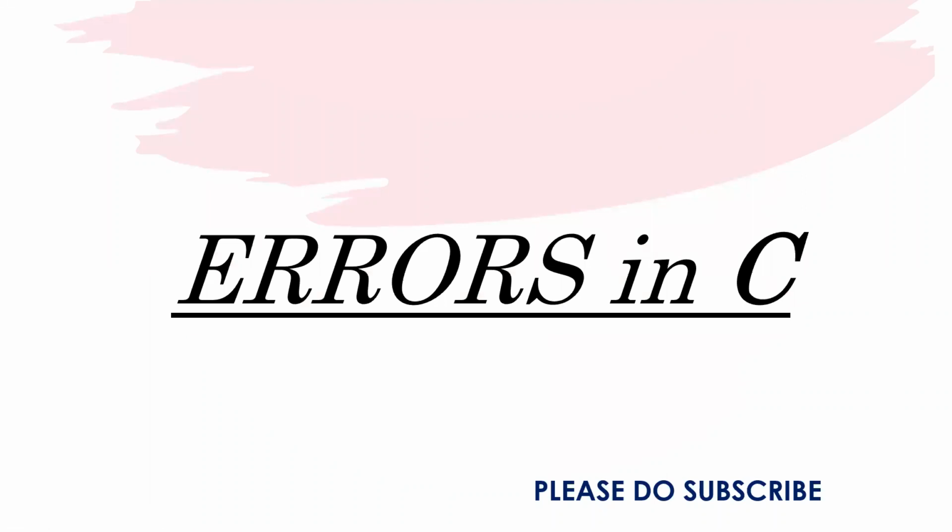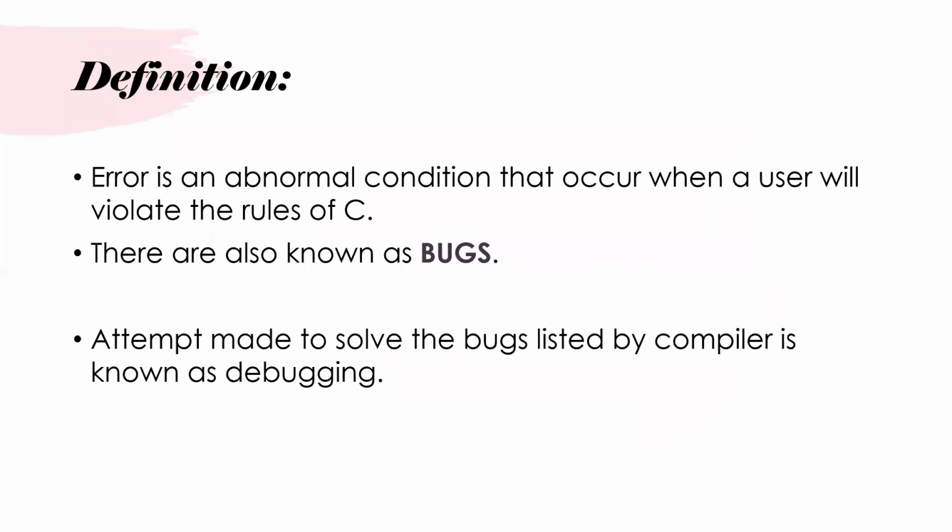Errors in C. The compiler will throw an error if we write invalid identifiers or variable names. So today we will discuss the errors in C. In this video, I am going to tell you what an error is, the types of errors, and all the examples in the types of errors. So generally, what is an error?